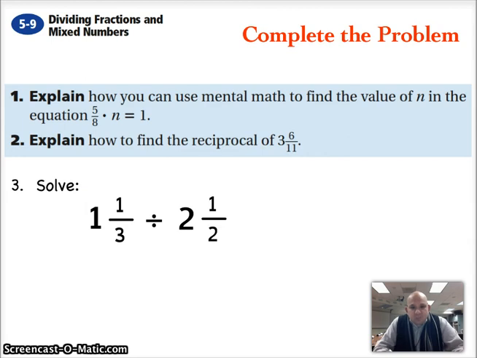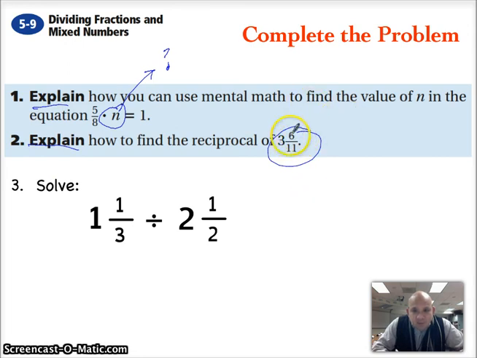All right, here's your problem. You're tasked with these 3 problems. Explain how you can use mental math to find the value of n in the equation 5/8 times n. So you're going to explain how you can figure out what that is. Okay? Mental math. Then you're going to explain, in both these, how to find the reciprocal of this. There's an extra step which you need to do before you flip.